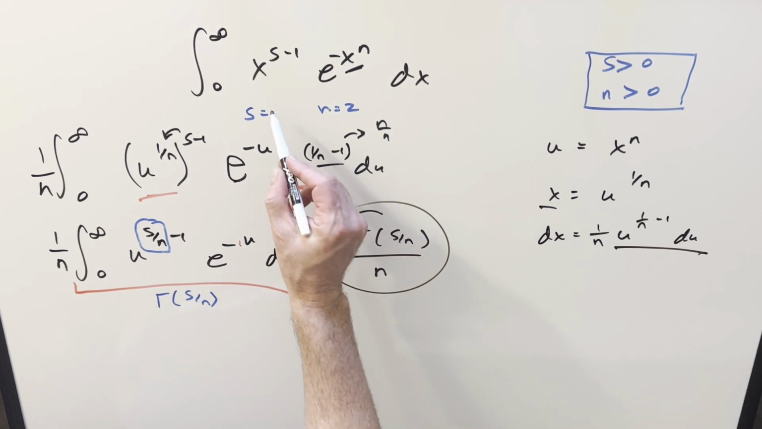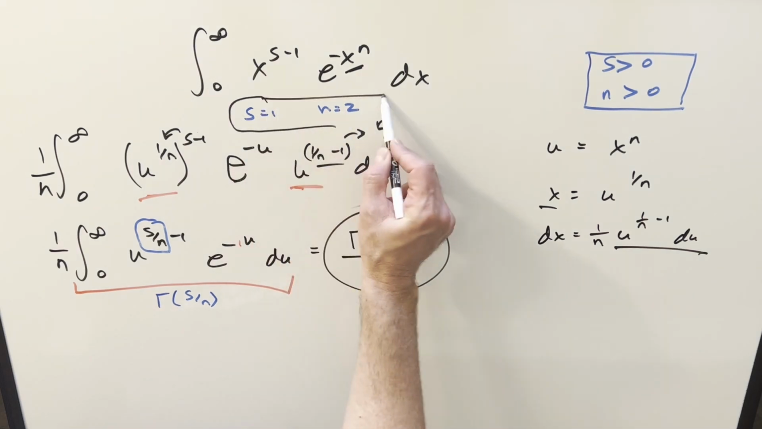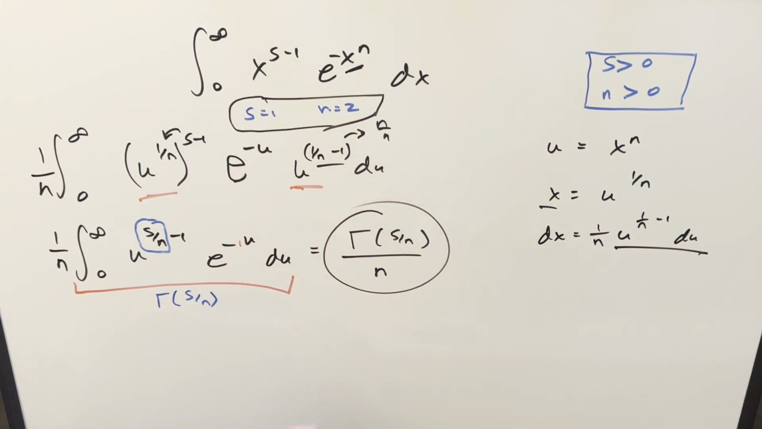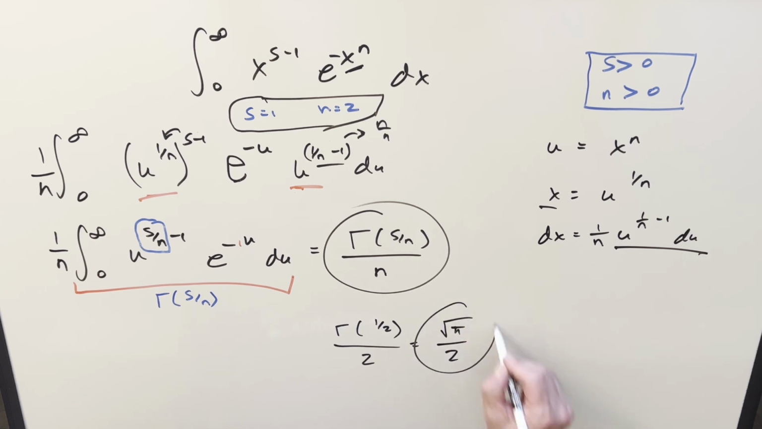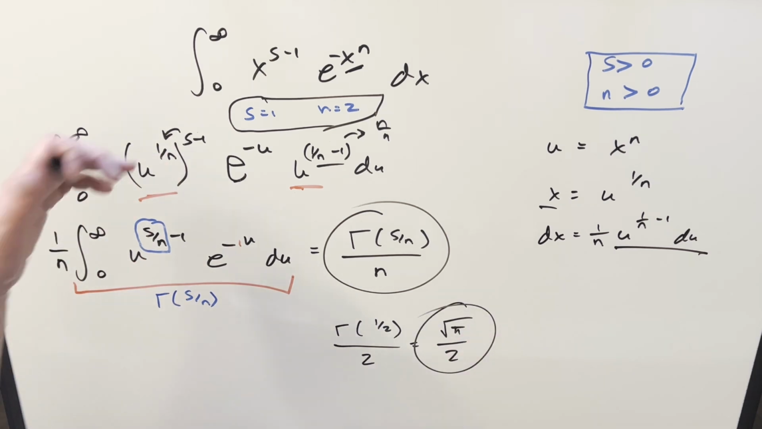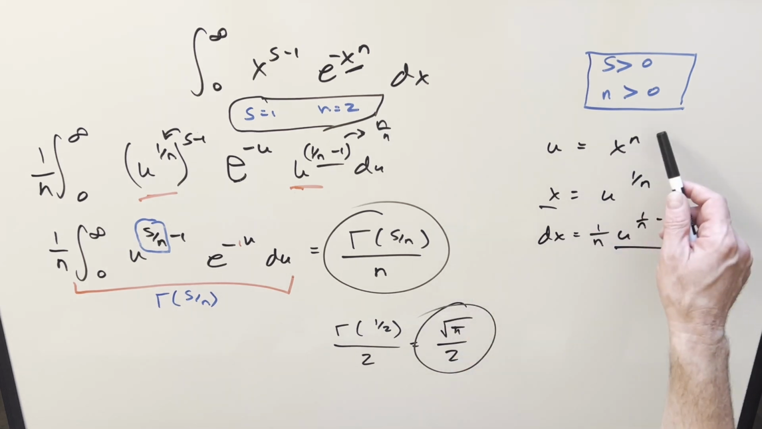We can go back to the original and see, maybe as a check, that we can get back to the Gaussian integral. So when s is 1 and n is 2, we're going to have gamma of 1/2, and then the n is 2. Well, gamma of 1/2 has a well-known value of just square root of pi. So we get back our square root of pi over 2 for our Gaussian integral, or half the Gaussian integral from 0 to infinity.